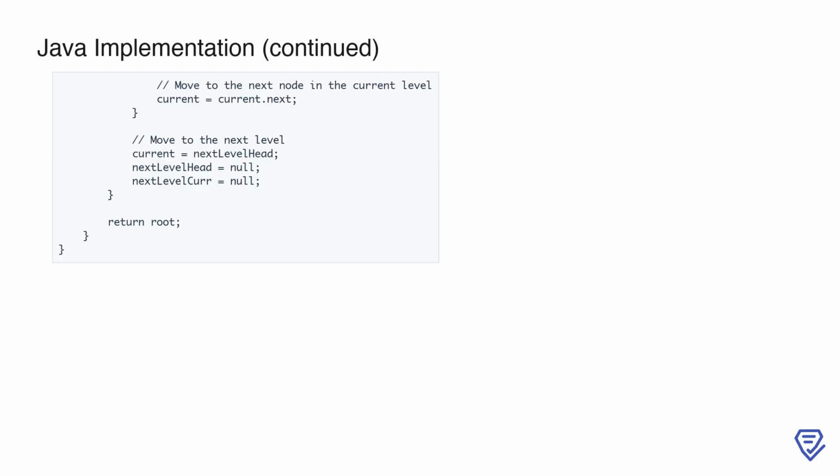At this point, both next level head and next level cur are reset to null, ensuring that they are ready to track connections for the following level. This process repeats until all levels of the tree are processed. Finally, we return the modified root, where every node at each level is now properly connected to its next right neighbor. This completes the implementation of the connect method.